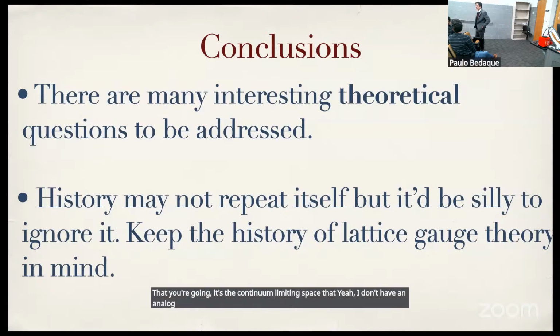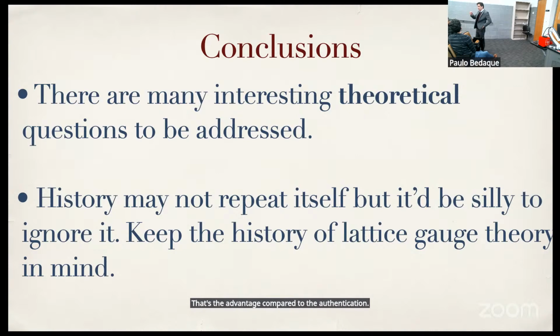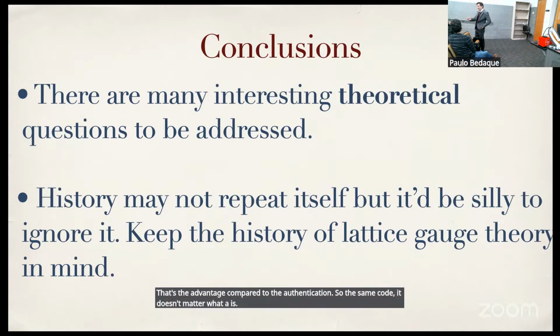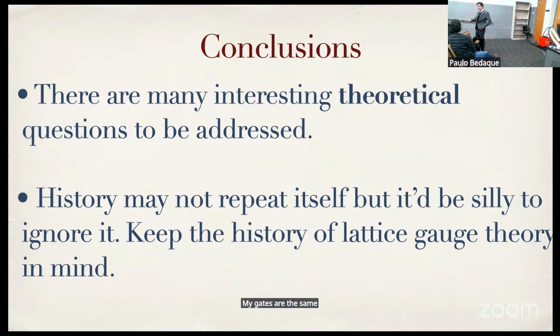You don't go to higher and higher representations on this? No, you can, but why bother? That's the advantage compared to the truncation. So the same code, it doesn't matter what the representation is, my gates are the same. There's no increase in the number of gates, so there's no 14 powers of L. That's the idea. Also, I don't know how to do gauge theories.